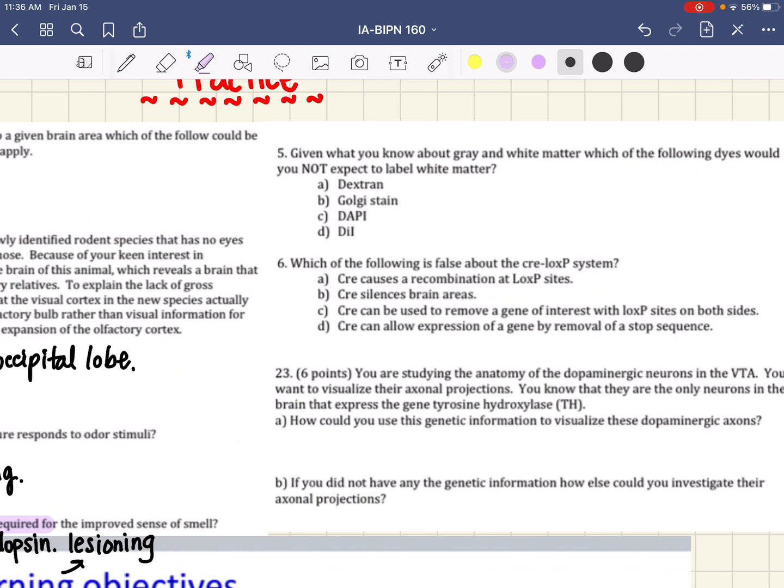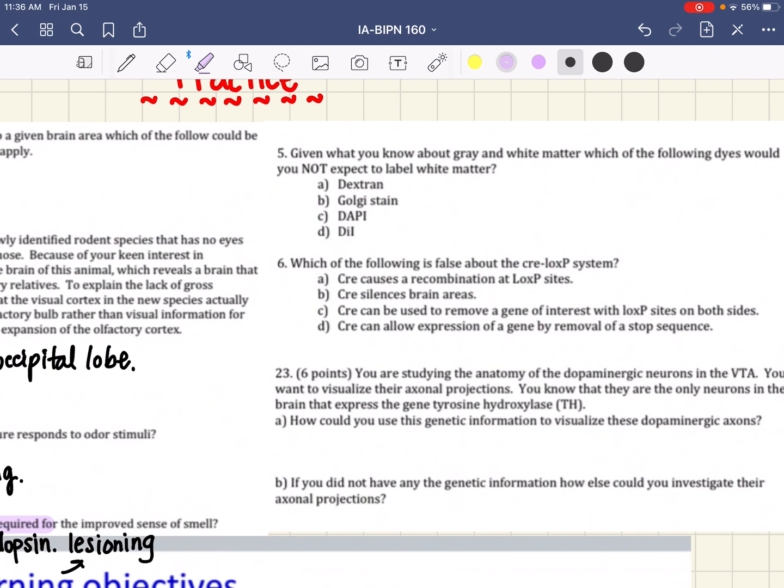So dextran, if you remember, and dye I, so A and D, those are the other type of tracers, and so these trace the entire neuron. And when we say entire neuron, that means the axon as well, right? And the axon is myelinated in most cases, so it is part of the white matter, right? So that won't be it. It's not A or D because we don't expect it to label white matter.